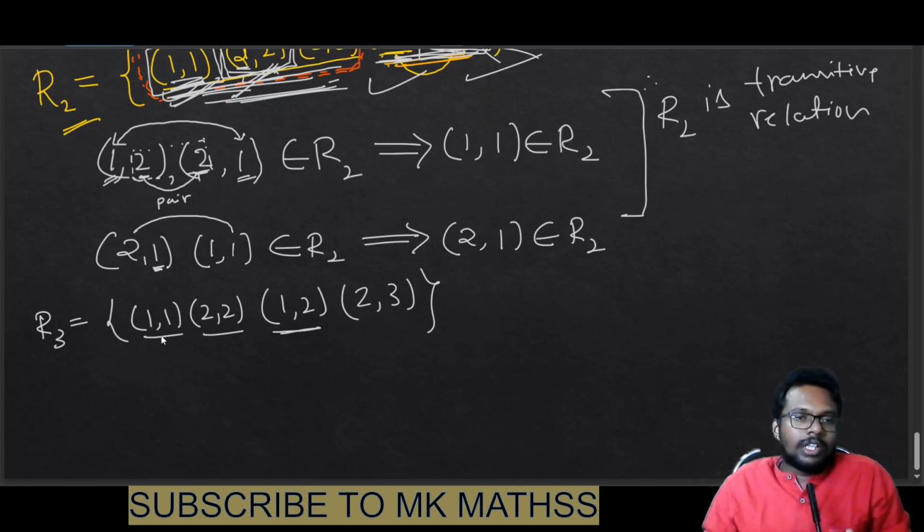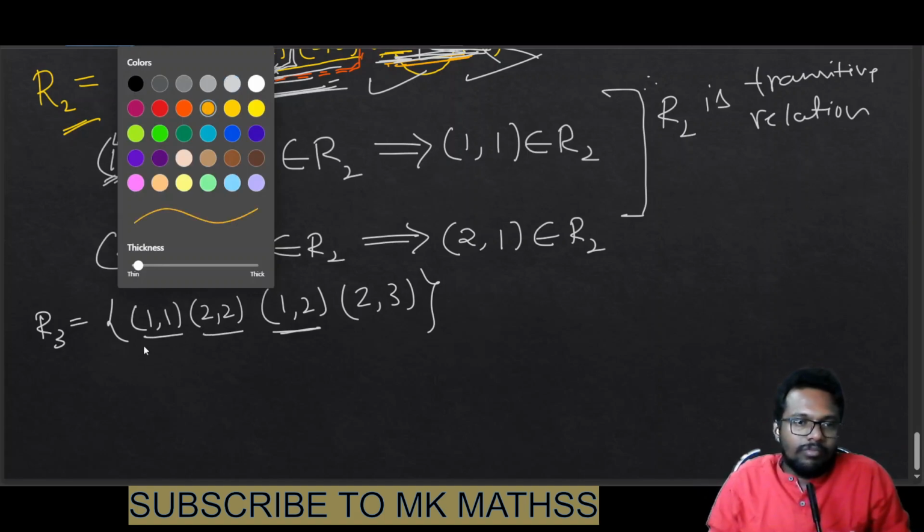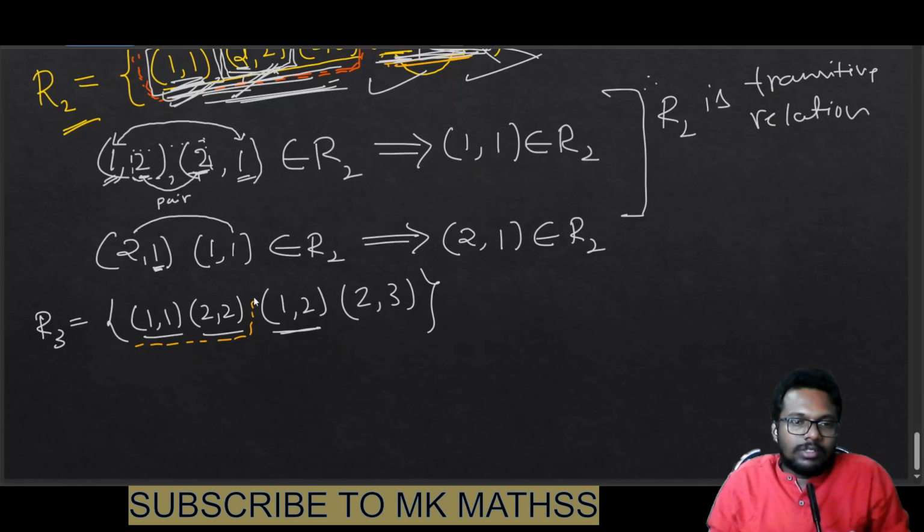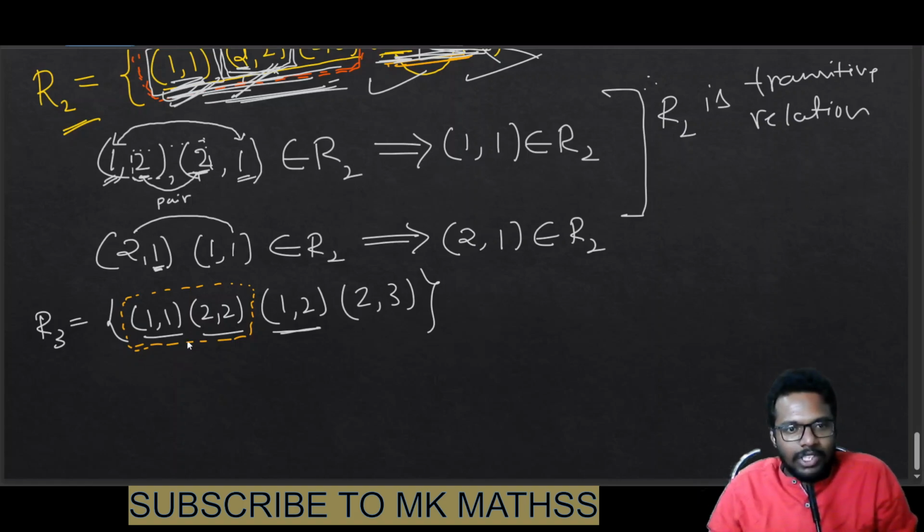Now (1,1), (2,2), I just neglect this part, because I have already said why: pairs like (1,1), (2,2), (3,3), which are related to themselves, obviously satisfy the definition of a transitive relation. So to save time, we are neglecting (1,1) and (2,2), and just focusing on (1,2) and (2,3) here.